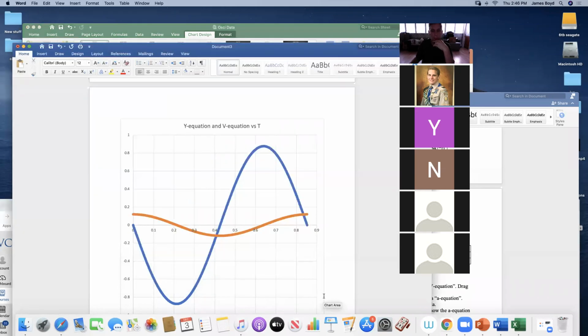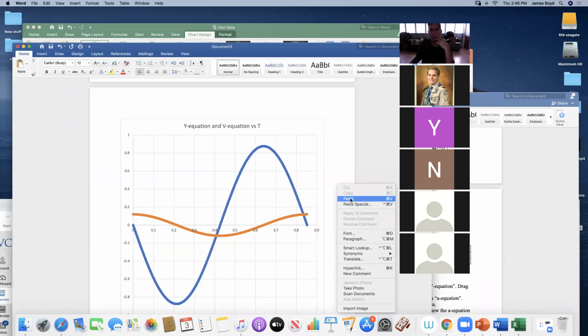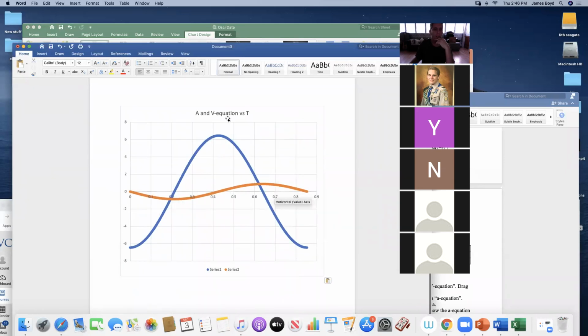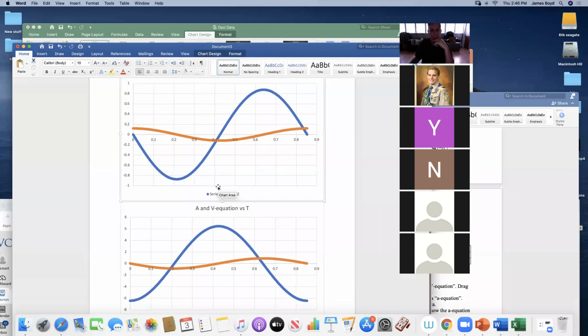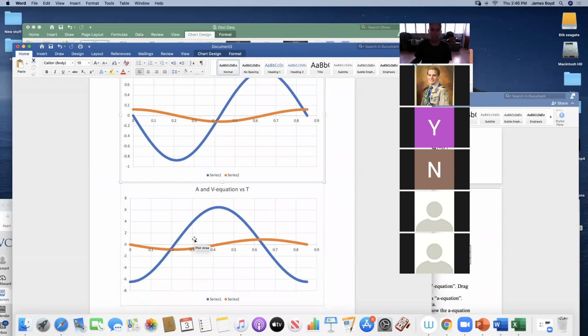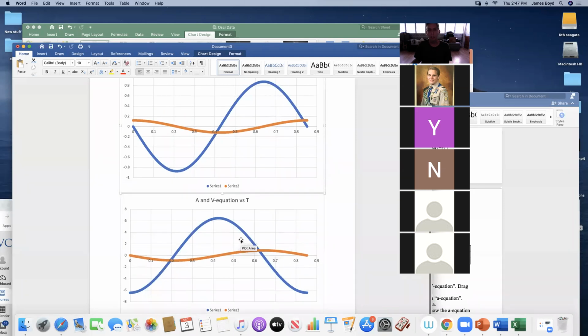Copy it. Make sure you label them so that you can remember which is which. And let me put this down a little bit. Now, this was our velocity versus position. This is our acceleration on the blue, and our velocity is on the orange. I could even put the position on there too.